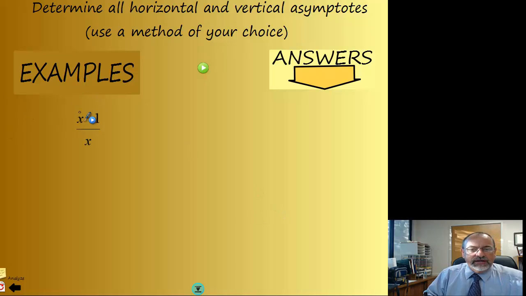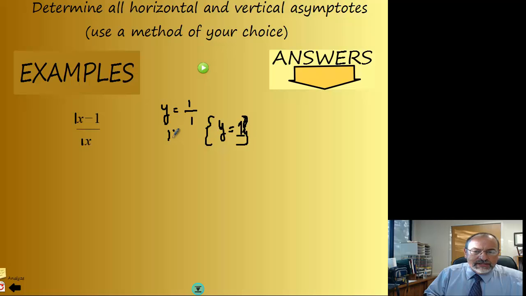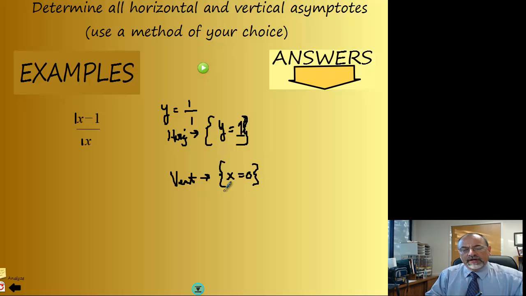Okay, last one real quick. The degree here is a 1. Degree here is a 1. So I take the coefficient of the leading term here, which is a 1, over the coefficient of the leading term here, which is a 1. So y equals 1 is my horizontal asymptote. And you should, as a matter of practice, label this too. Horizontal. And then what makes the denominator 0 is a 0. So my vertical asymptote then would be at x equals 0, my vertical line.